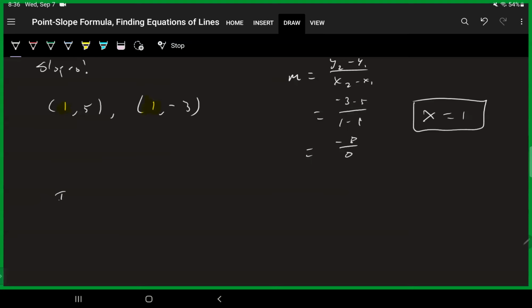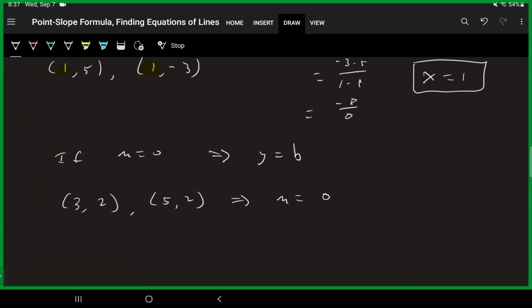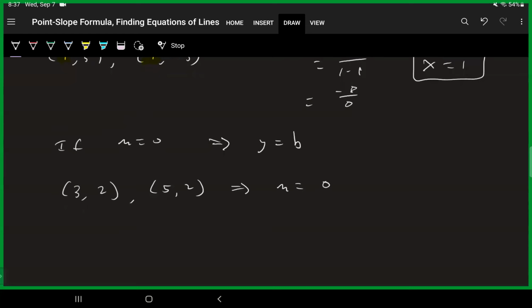if m is 0, then you're going to get stuck with a y equals whatever the y coordinate of the y-intercept is. And that happens when you have the y values the same. So if I have like 3, 2, and 5, 2, and I compute my slope, and if you do the computation of that, you're going to get m equals 0. And you can plug everything in, and you could use a formula for this, but it's not necessary because my y value is not changing. And if I recognize that, I'm going to get y equals 2 for my equation.